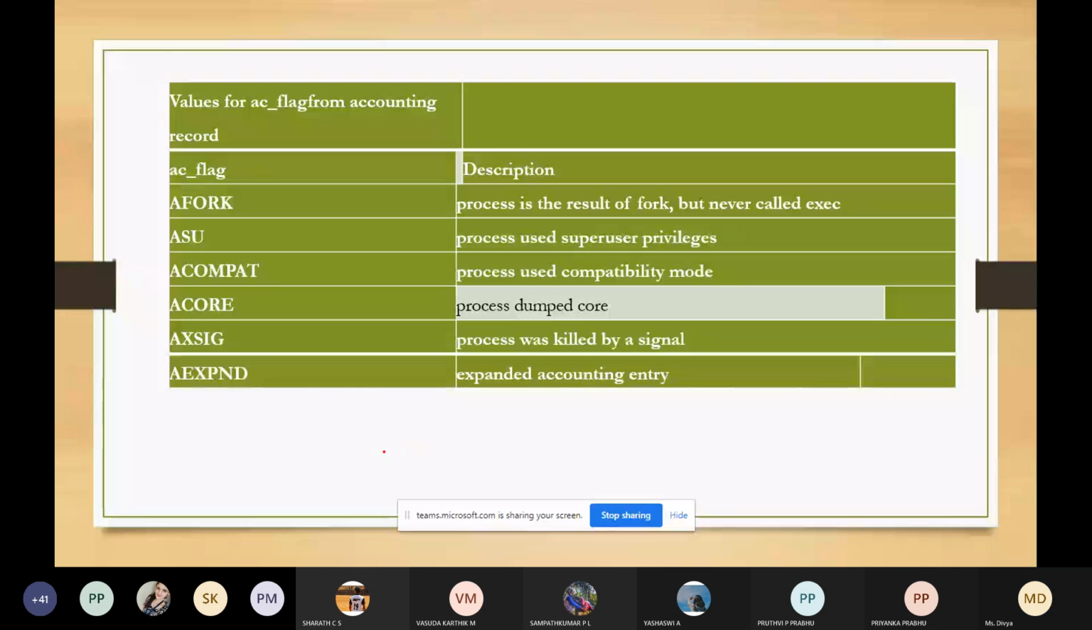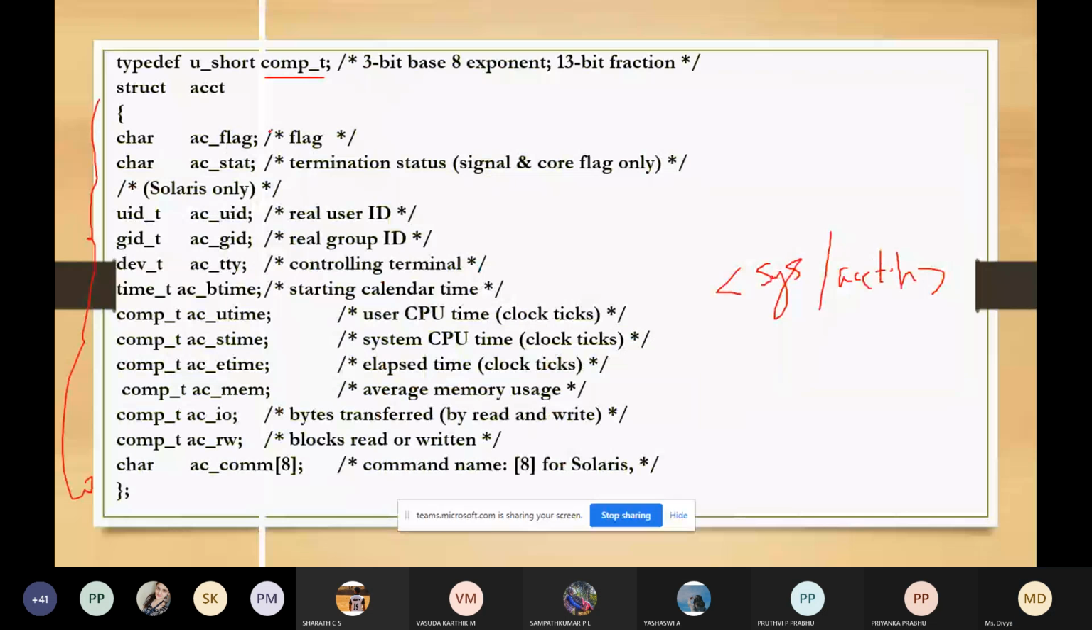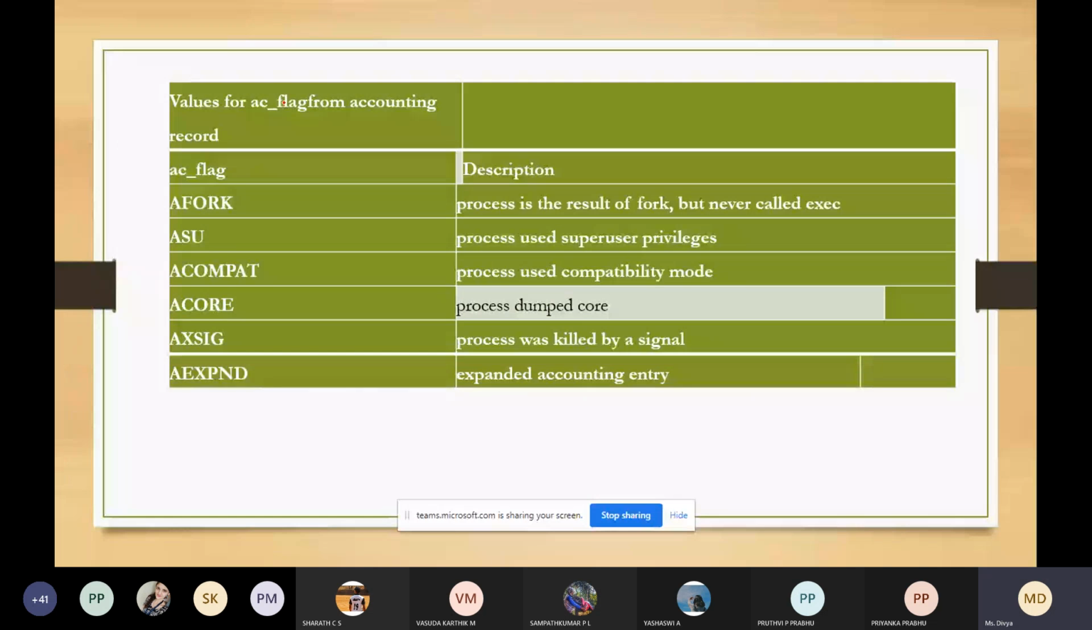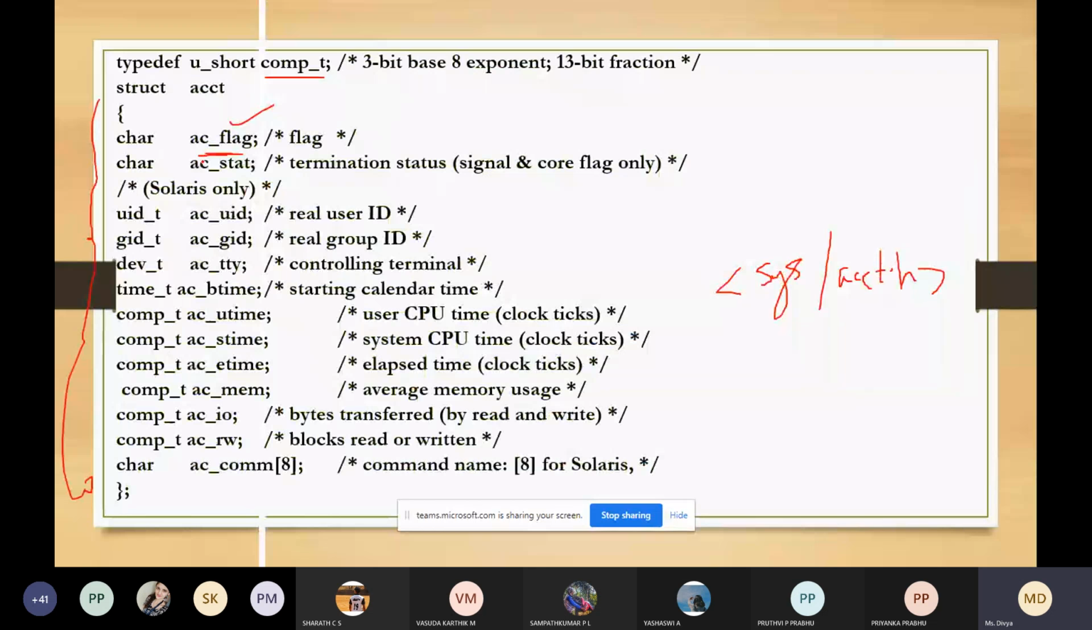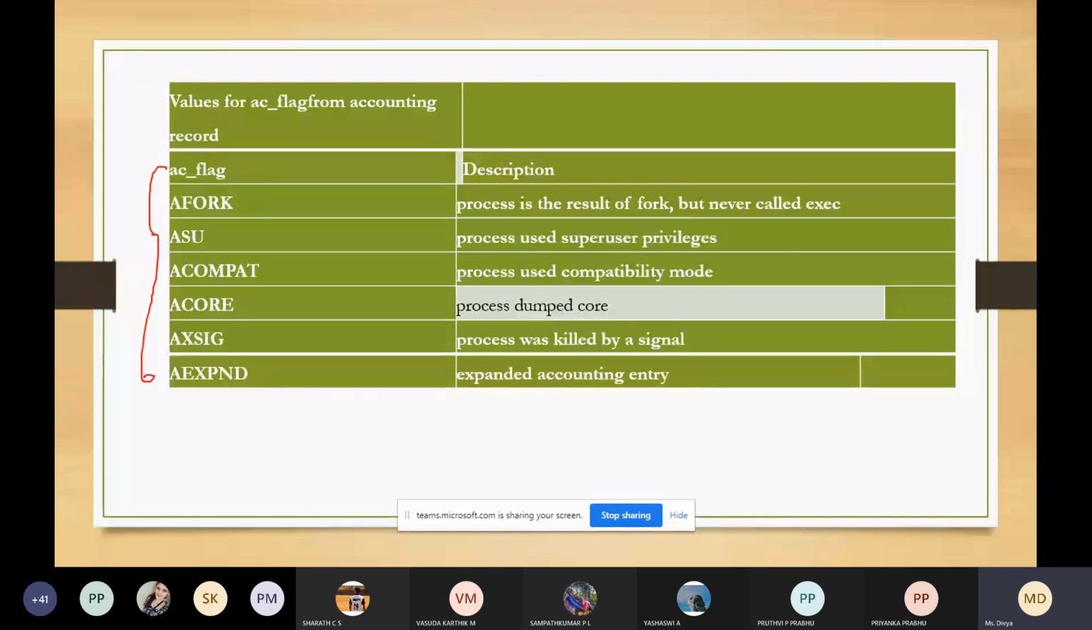Now these are all straightforward informations: CPU time, then terminal name, user IDs and all. They are single word. So what we have to understand is the structure member, that is ac_flag. This is important, the flag. So what are the values it can take from the accounting record? These are the values you can specify for the first member, ac_flag.